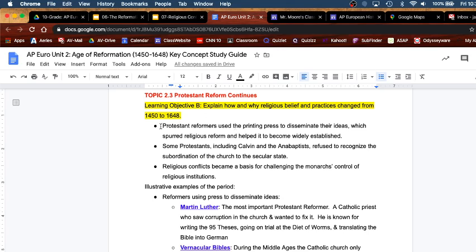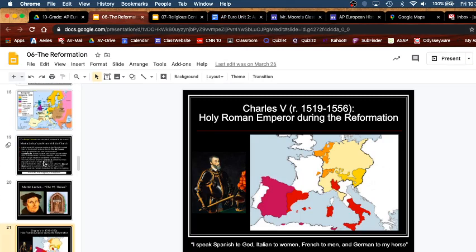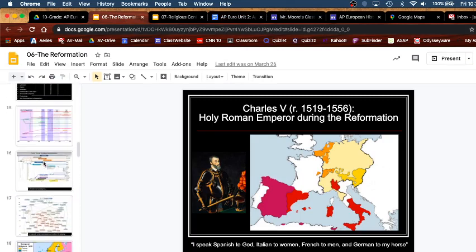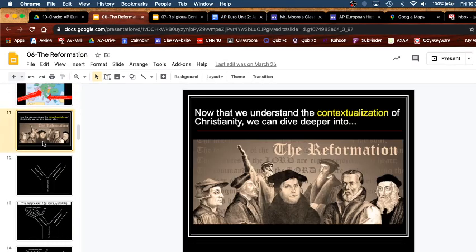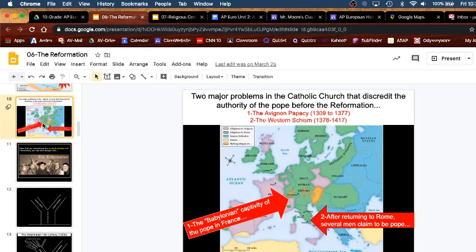So the first bullet point says, Protestant reformers used the printing press to disseminate their ideas, which spurred religious reform and helped it become widely established. So as people started to challenge the Christian church, and by church I mean the Catholic Church, and started to spread their ideas via this printing press, these things are absolutely fundamental.